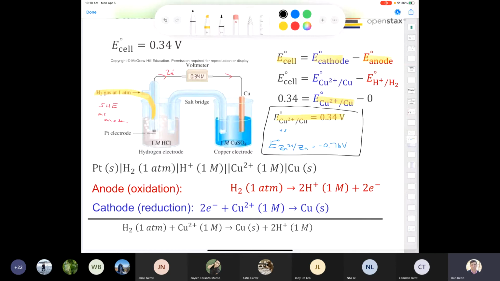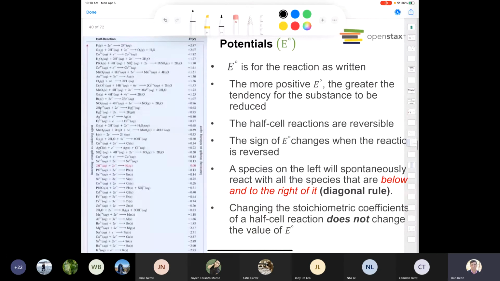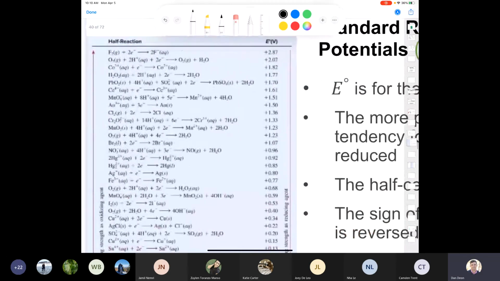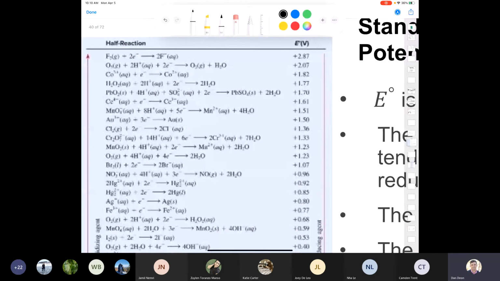If you're wondering, what about other ions and molecules and atoms, Mr. Dion? Could I find them in a table? Yes. Now, this is a table that comes from another book, but I just want to show you quickly here. I have all of these half reactions, and these are all standard reduction potentials. You can see that fluorine has the greatest standard reduction potential. That means that fluorine is super hungry for electrons. It's got a standard reduction potential of positive 2.87 volts.